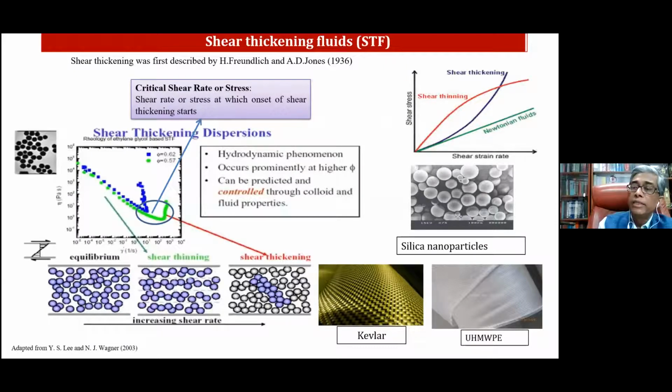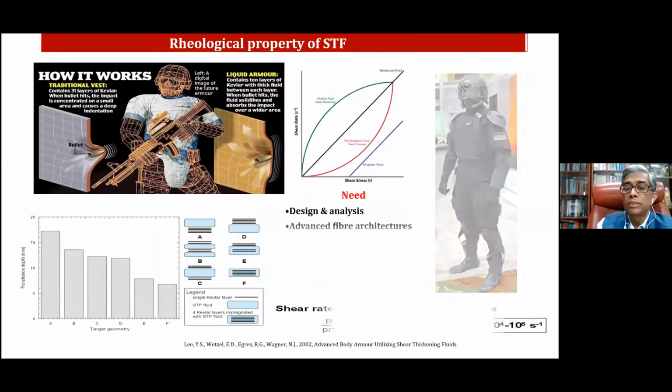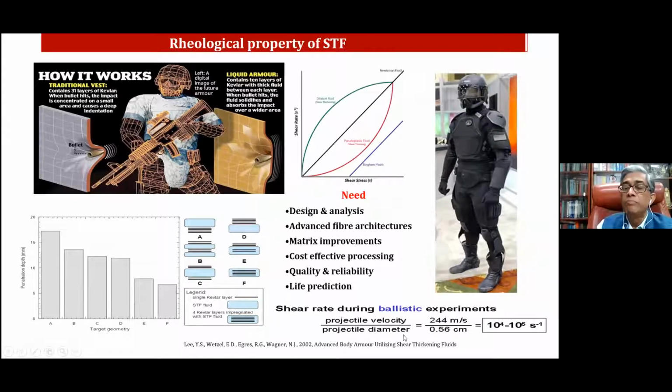bullet. And this has been proven already up to a certain shear rate range. We tried some ballistic experiments with the projectile velocity, where we need a shear rate of 10 to the power 4. We have already reached 10 to the power 3, and lots of development is happening so that these nanofillers, nanosilica fillers, can actually save lives and be a very good protective device for ballistic purposes.